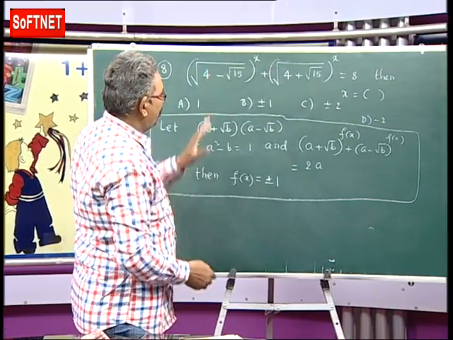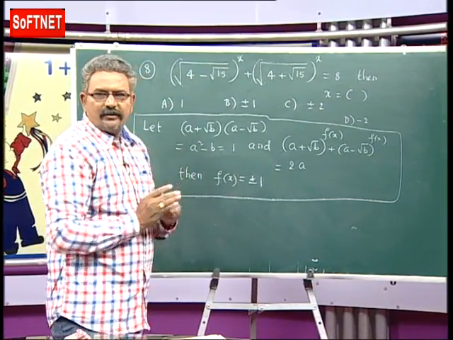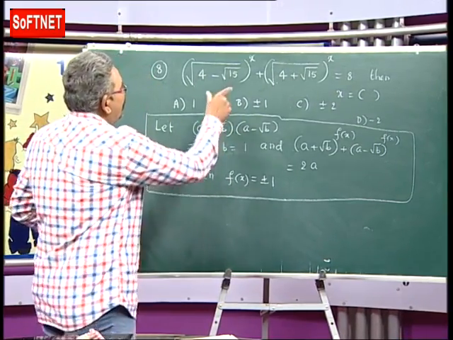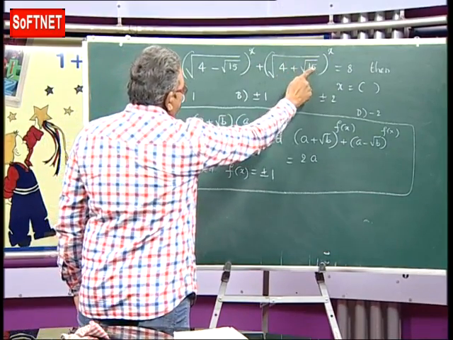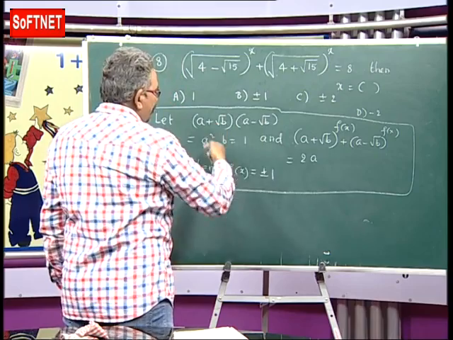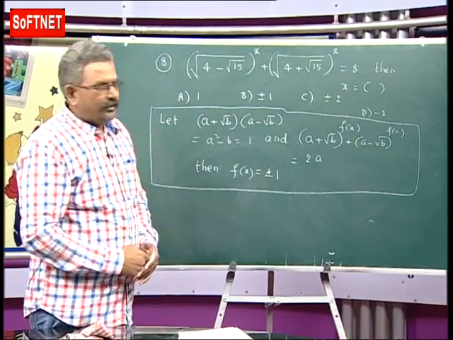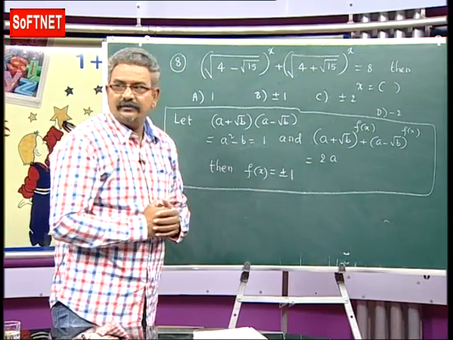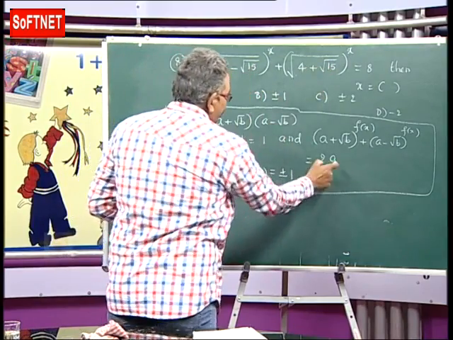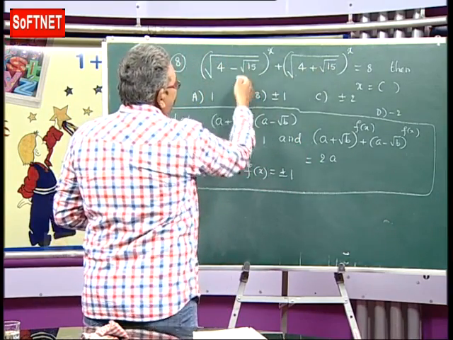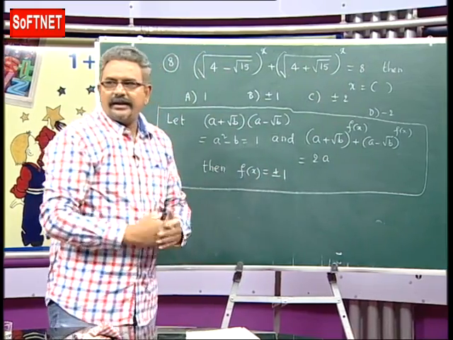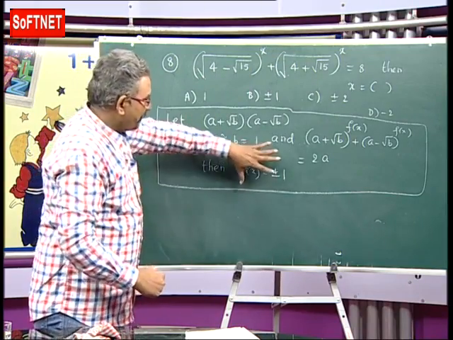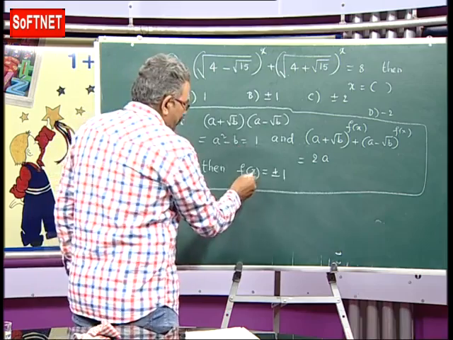First, I will put this problem. Let us check all the conditions, whether this problem is satisfying these conditions or not. 4 plus root 15 into 4 minus root 15 is 16 minus 15, 1. Yes, the first condition has been followed. What should be the second condition? The sum must be equal to 2a. 4 plus root 15 and 4 minus root 15, both cancel, 8. Yes. As both the conditions have been followed by this problem, we can apply this shortcut. Am I correct? So f of x must be plus or minus 1.